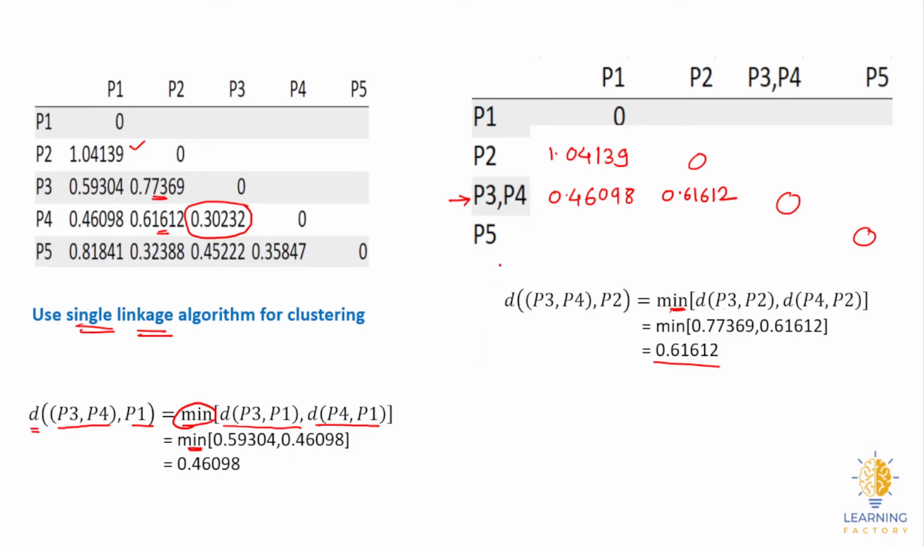On similar lines, we'll be computing now the distance between P3, P4 and P5. So P1, P5 already known, 0.81841. P2, P5 already we know that, 0.32388. So the distance that we would like to compute is now P3, P4 and P5.